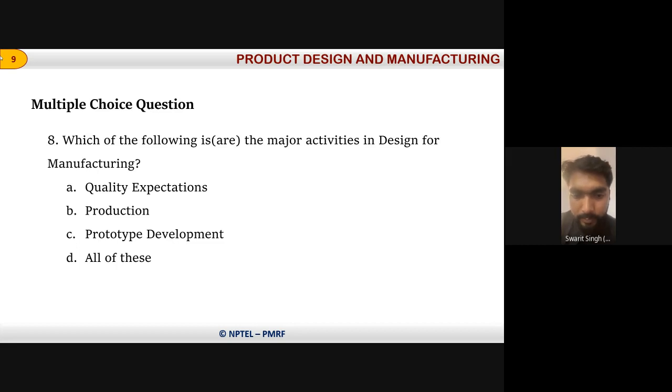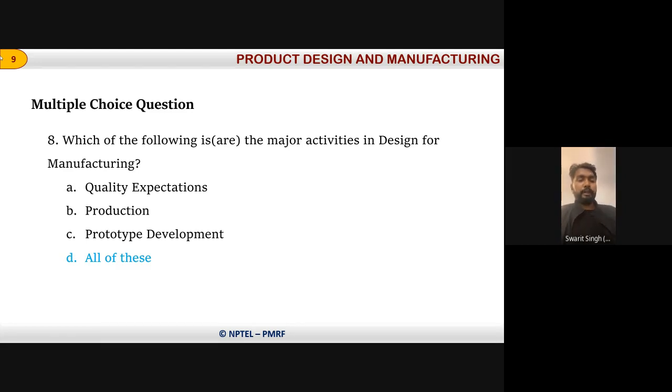So one, two, three, four, five, six. Everyone is giving option B only. Yes. So the answer is all of these, because in design for manufacturing we look at all the aspects related to quality, production, and prototype development. It starts from the prototype development, then goes to the production, and in the production itself we inspect the product and see about quality expectations.